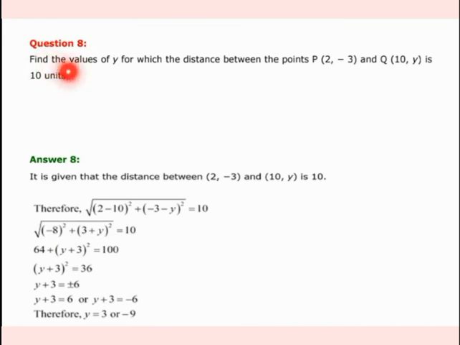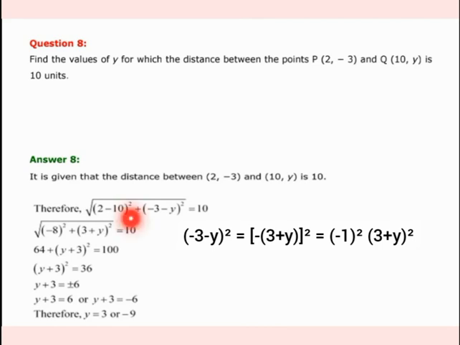Question number 8. Find the value of y. Now you have to find the value of y for which the distance between point P and Q is 10 units. It is given to you that the distance between P and Q is 10 units. So apply the distance formula between these 2 points. Under root (x1 minus x2) whole square plus (y1 minus y2) whole square. x1 minus x2 is 2 minus 10. y1 minus y2 is minus 3 minus y. 2 minus 10 is minus 8 whole square and minus 3 minus y.